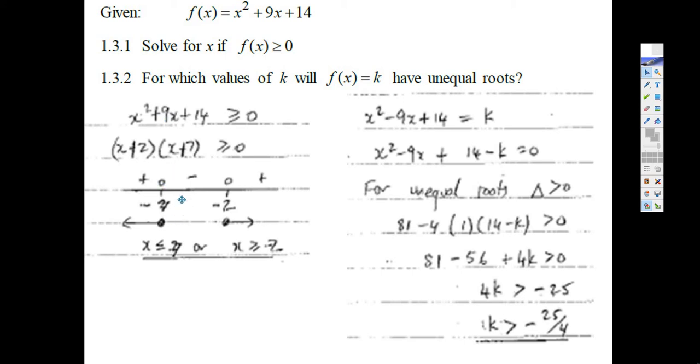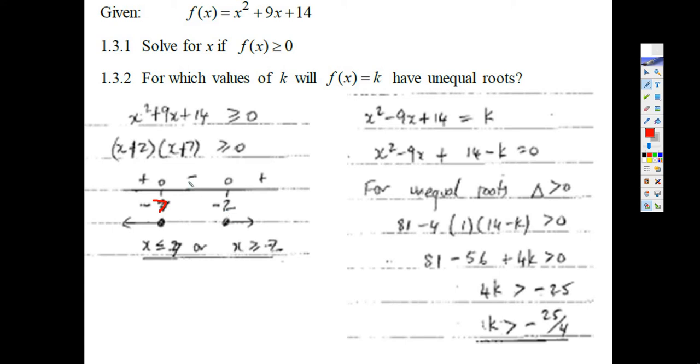Okay, there are two answers here. It's a little messy here, so I'm just going to put it in red. That number there is minus 7, and this number here is minus 2. Now you get 3 marks for just getting what makes it equal to 0, the two values, minus 7 and minus 2.